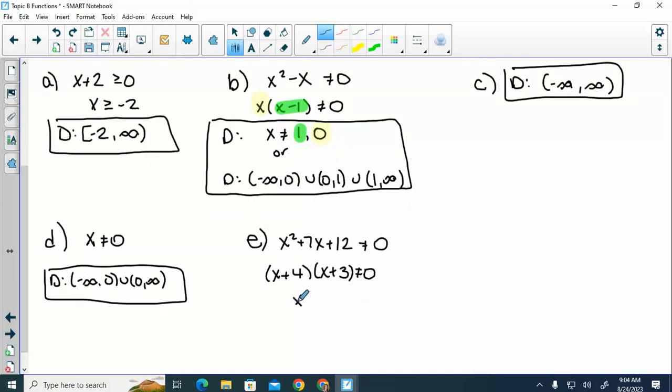So x cannot be -4, -3. You can leave it like that. If you chose to write the other, it would be negative infinity to -4, union -4 to -3, union -3 to infinity.